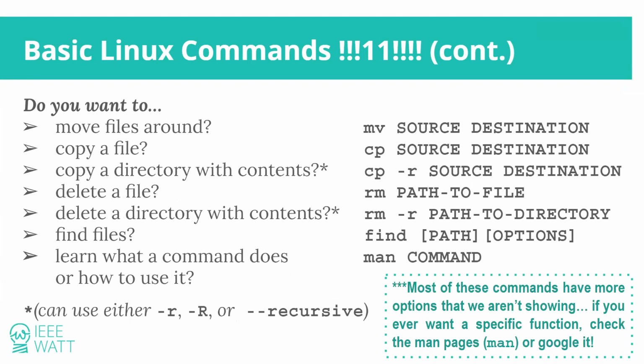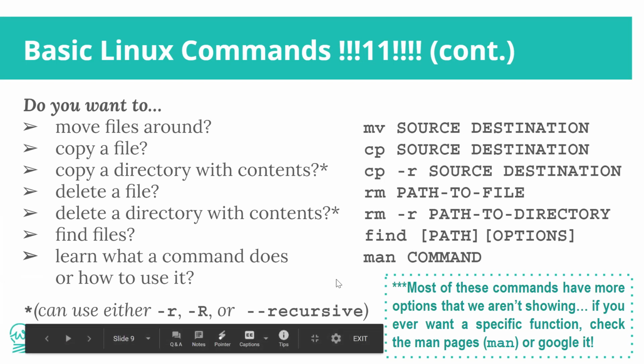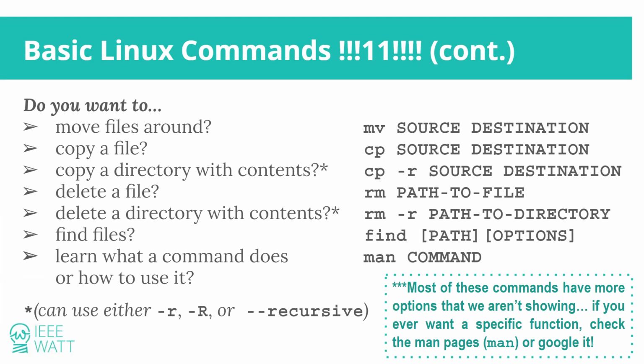Okay, more commands. In order to move files around, mv source destination. Copy a file, cp source destination. Copy a directory with contents, cp -r source destination, which, note there, we can use different things. Delete a file, rm path to the file you want to delete. Directory with contents, rm -r path directory. Find files, find the path you want to take, and then the different options, which is like the previous slide.